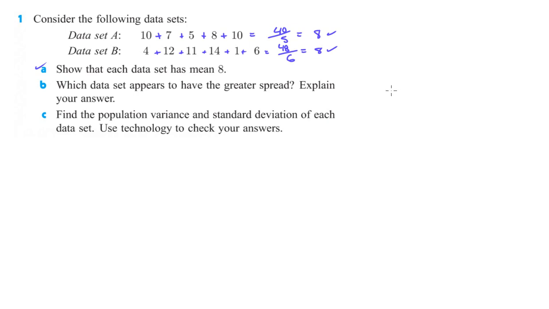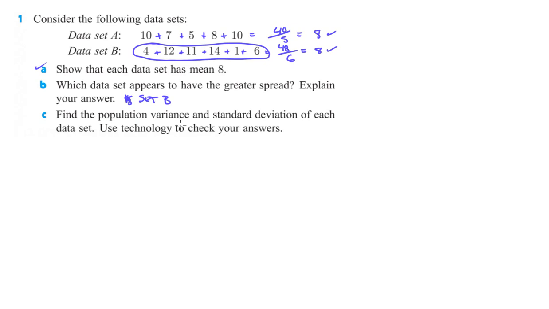Which data set appears to have the greater spread? Spread means which one's more spread out. That's definitely going to be this one because it goes from 1 up to 14, whereas this only goes from 5 to 10. So set B. It has a lower minimum and a higher maximum. The numbers are just way more spread out too.